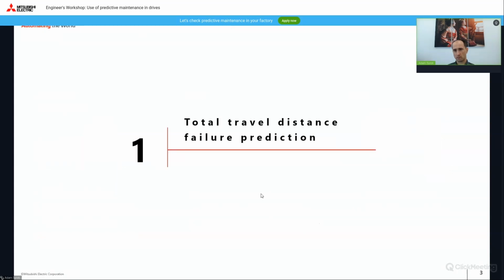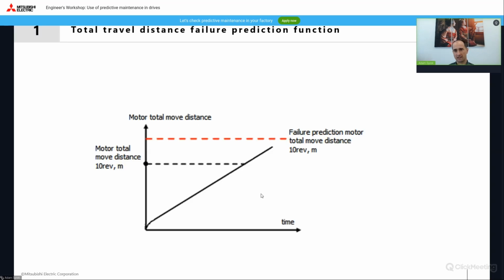So let's review all of these functionalities. The first functionality that I will describe is a little bit different, not mentioned on the previous slide. It is total travel distance failure prediction. It's not predictive but preventive maintenance, because here we measure the distance that the axis traveled, and based on this distance, we can schedule some maintenance.